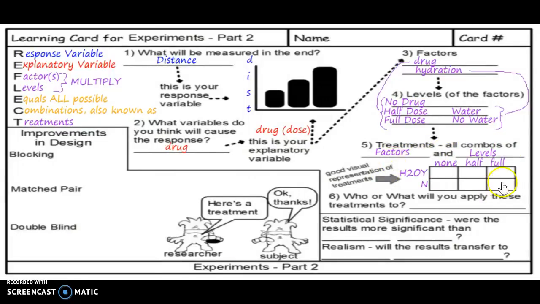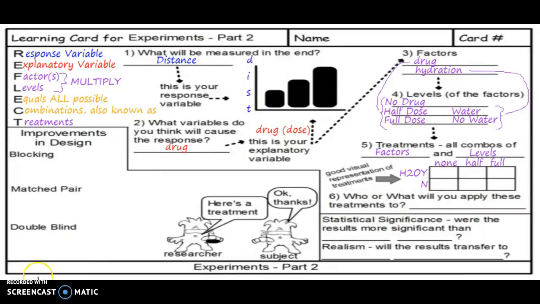Here's a nice little visual representation for the treatments. H2O, or the water, yes and no, with each one of the drug doses. So yes water, no drug. Yes water, half of a dose. Yes water, full dose. And then so on and so forth with no water, no dose of drugs; no water, half a dose; and no water, full dose. So now we look at question number 6 here that says, who or what will you apply these treatments to?